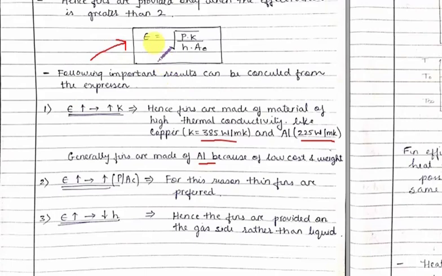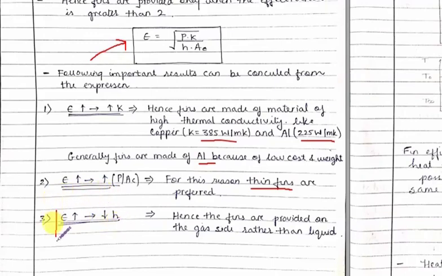Second observation, effectiveness increases with increase in P by Ac. So for this reason thin fins are preferred. The ratio of perimeter by area, if it increases, then effectiveness increases. That's why we prefer thin fins. So this is the second result. And the third result, this we have seen before also, effectiveness increases with decrease in h.